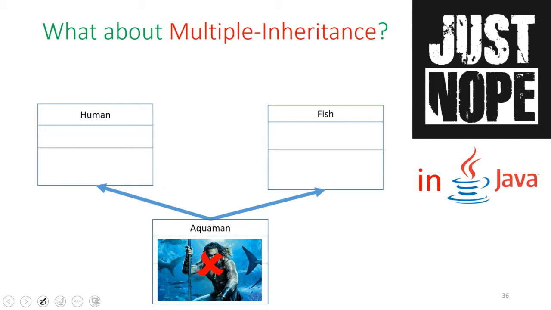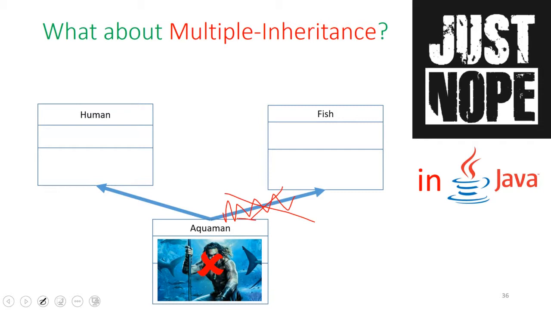So for the Aquaman example, fish would have to be a subclass of human. If we wanted to do that, this is going to be weird, but yeah, if we wanted to do this kind of stuff, I would remove this relation because I can have in Java only one superclass.